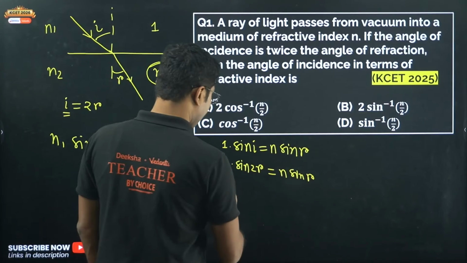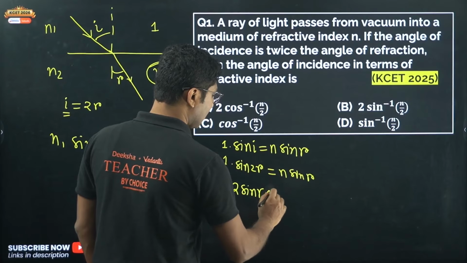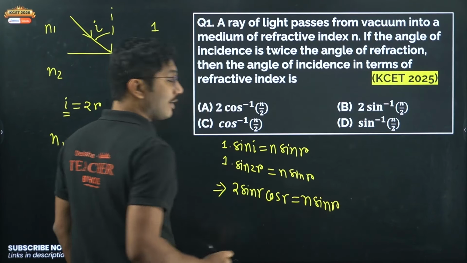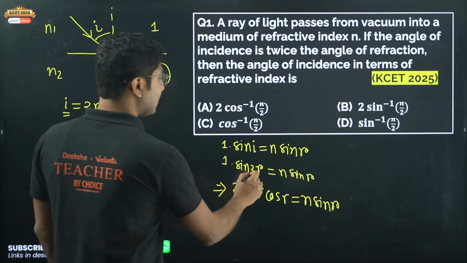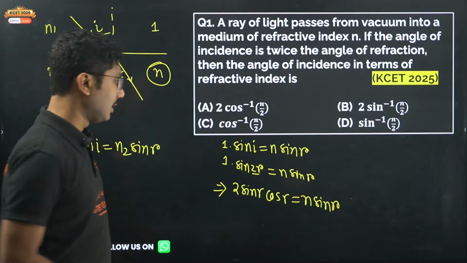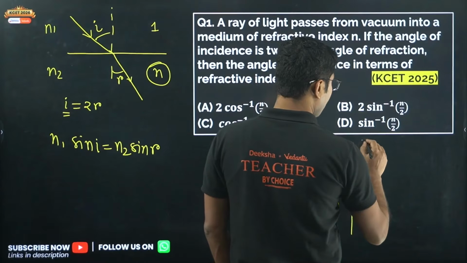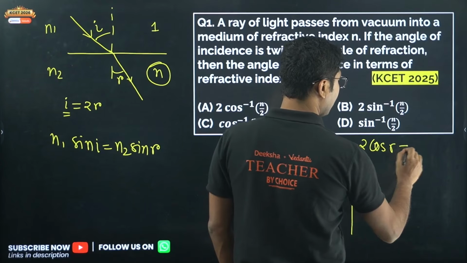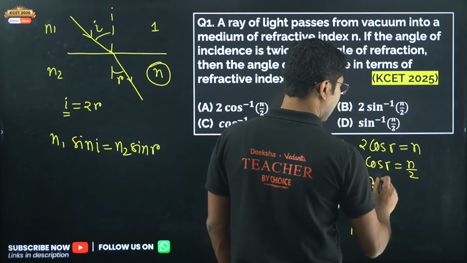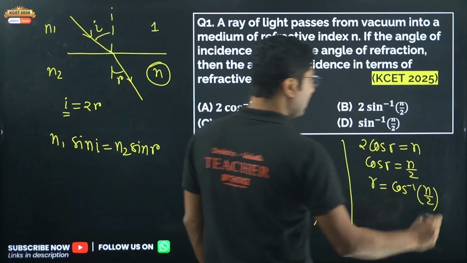Or what else we can do is we can write 2 sin r cos r equals n sin r. What we have done is we have simply broken sin 2 theta into 2 into sin theta into cos theta. Now sin r gets cancelled, so we got 2 cos r equals n, or cos r equals n by 2, or r equals cos inverse n by 2. So we have calculated r.